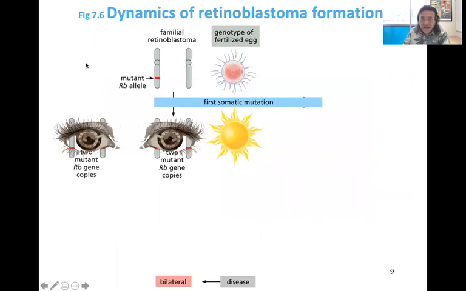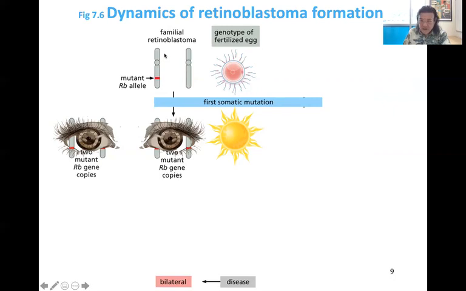So let's look at the dynamics of retinoblastoma formation. In the case of familial retinoblastoma, familial means that there's evidence that this is passed on through the genes within that family line. You can imagine that the child is born with one defective copy of the retinoblastoma gene, or the RB allele is a mutant one on the particular chromosome that codes for RB. Let's say that he or she got this copy from dad, and then he or she got this copy, the good wild type one, from mom.